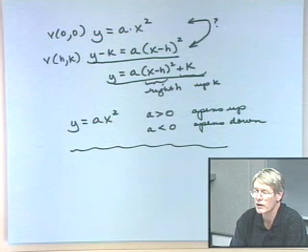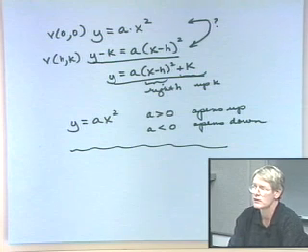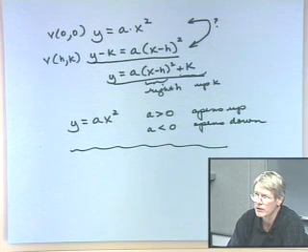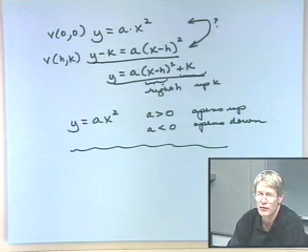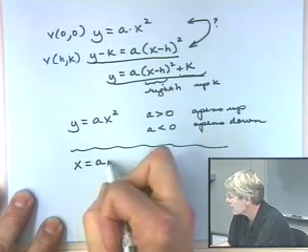So now we want a vertex at the origin. We want it to open right or open left. Non-functions. Go ahead. I was just going to say open left. Okay, I'll agree with that. Since I just said it and you just said it, I think we're on the same page on that one. How about x equals a y squared?